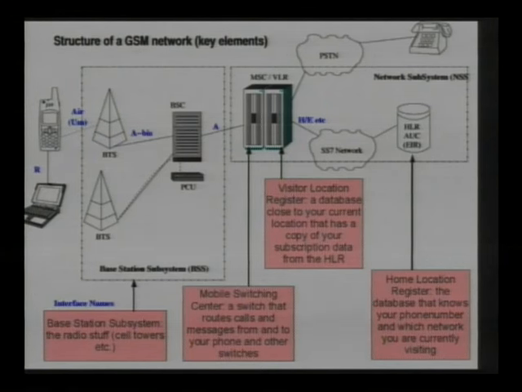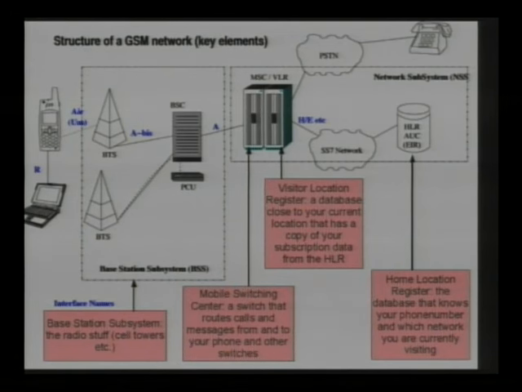So, a very simplified structure of a GSM network. I try to make it as simple as possible. On the right-hand side here, we have the home location register. It's practically just a database that holds your subscription data, meaning it knows your phone number, your SIM card number, what calls you are allowed to make, and if you are allowed to use call forwarding and stuff like that.